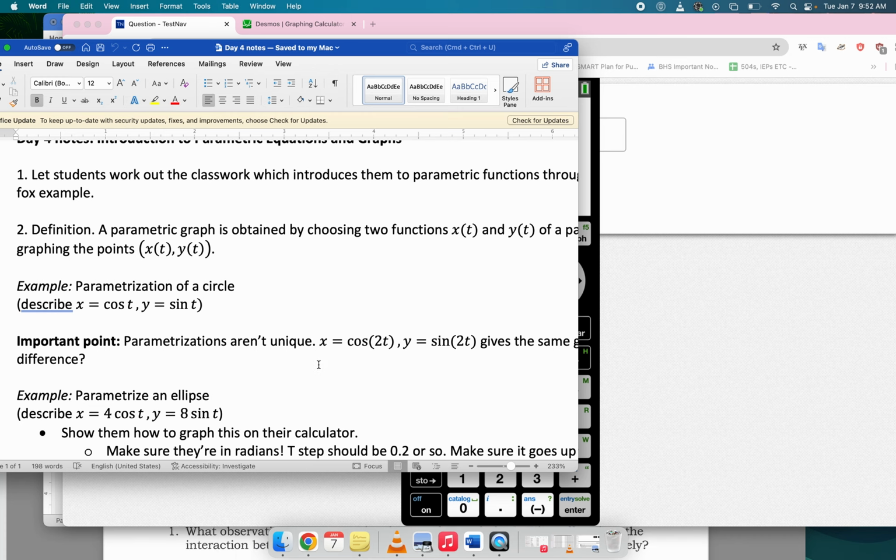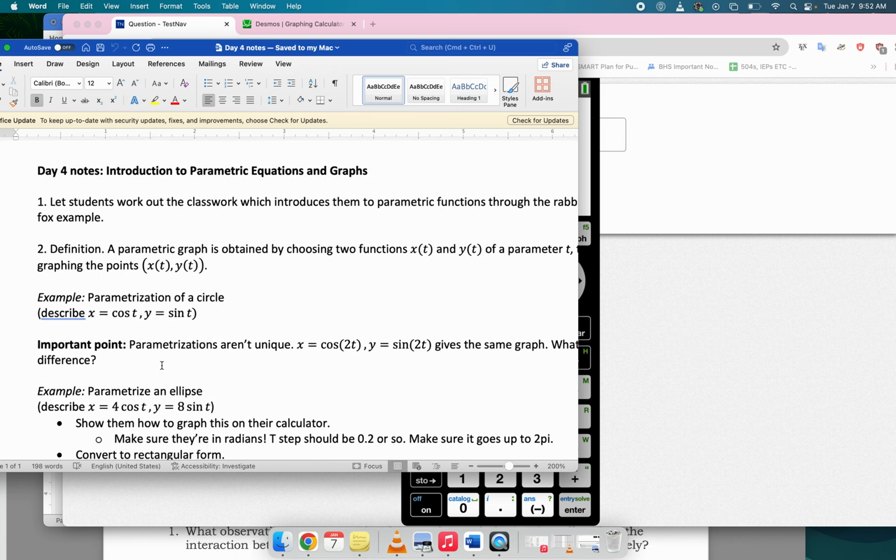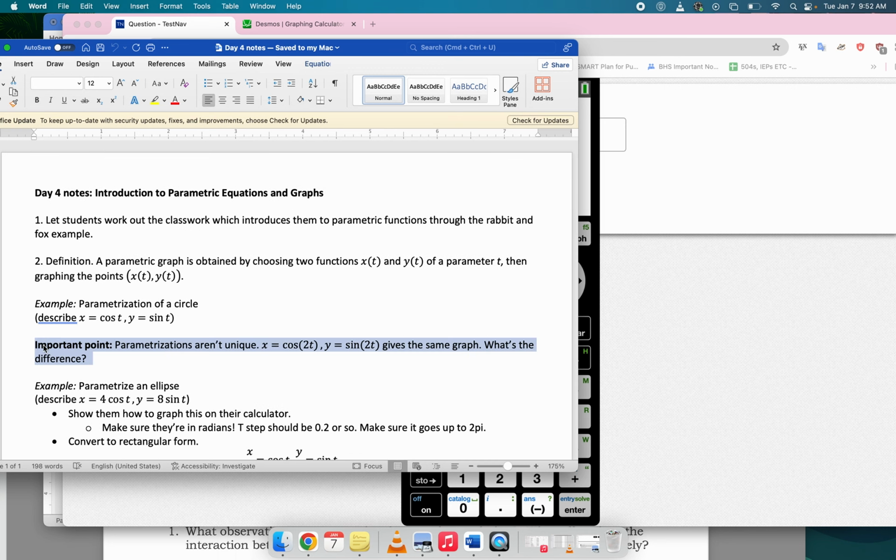One important point that I've got here in my notes: parametrizations are not unique. Okay?